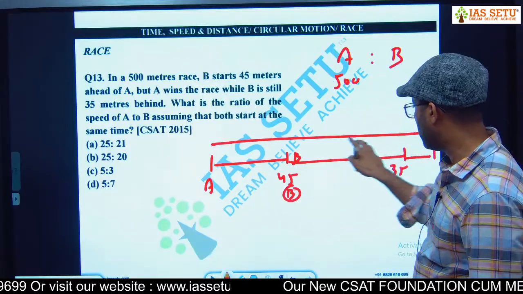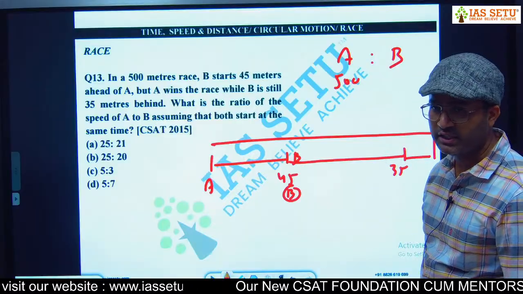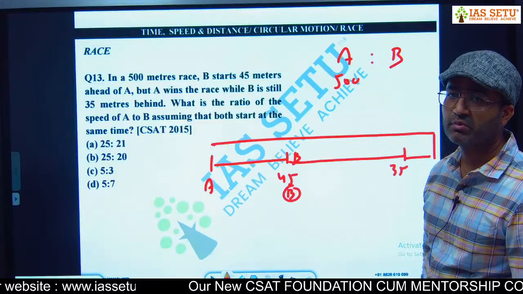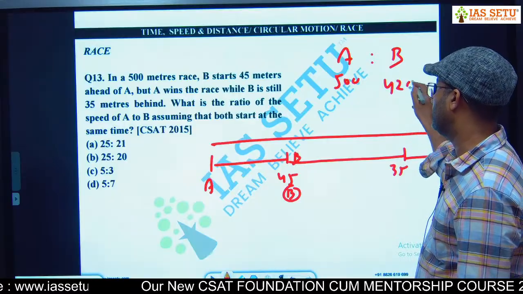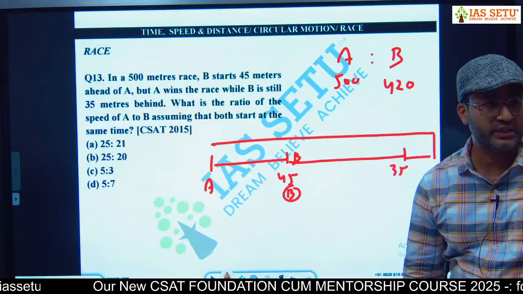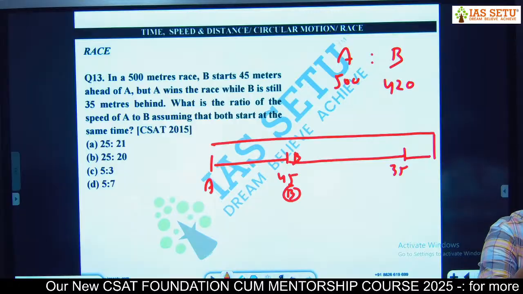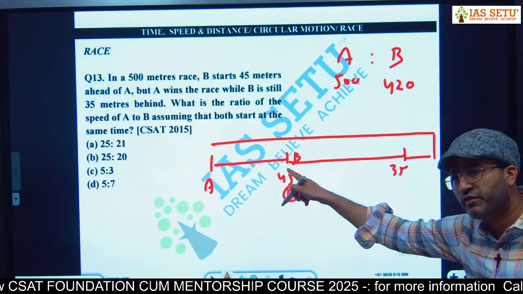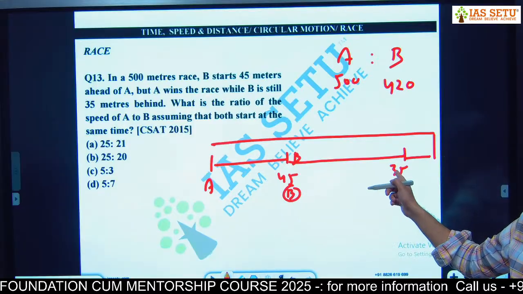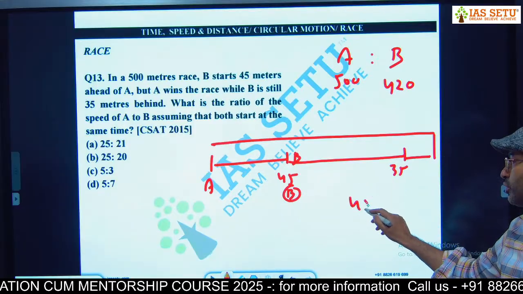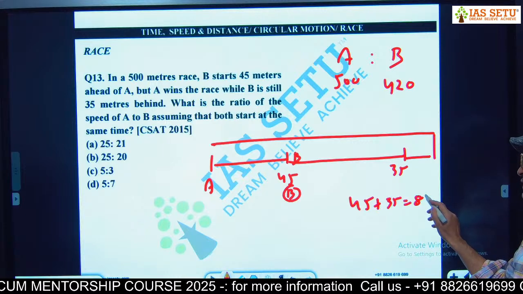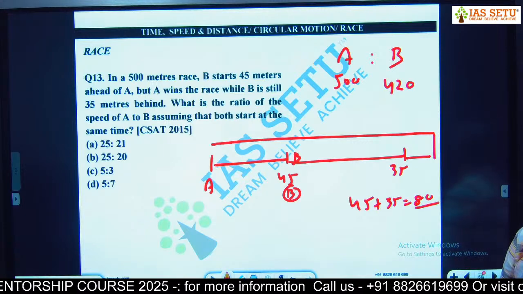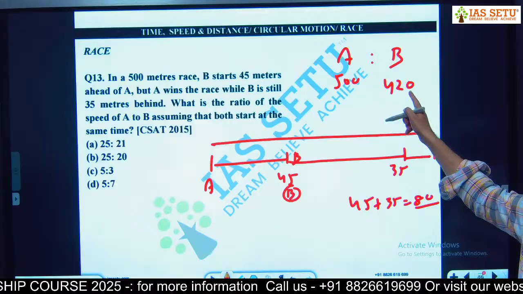45 meter ये चला गया, 35 meter ये चला गया, 80 meter. So what is the distance covered by B? Only 420 meter. B covers 80 meters less. 45 meter आगे खड़ा था, 35 meter अभी भी पीछे है. B is 45 meters ahead and B is still 35 meters behind. So 45 plus 35, 80 meters less than A. So 500 minus 80, 420.